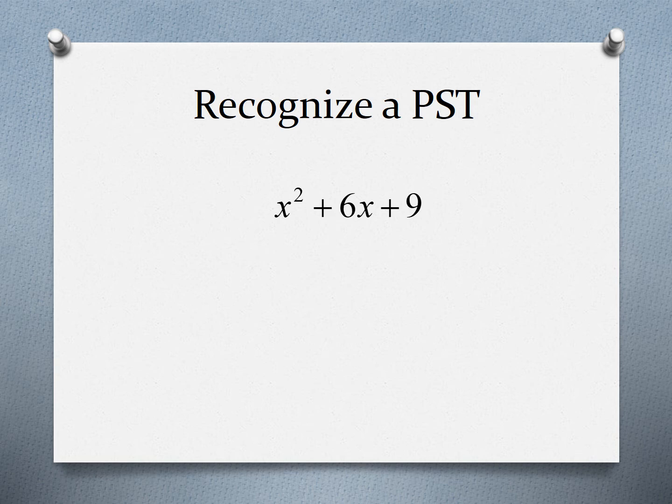Here's one last example to recognize a perfect square trinomial. I have x squared as my first term. I have a middle term, and I have my third term, which is also perfect. It's 9, which is 3 times 3.